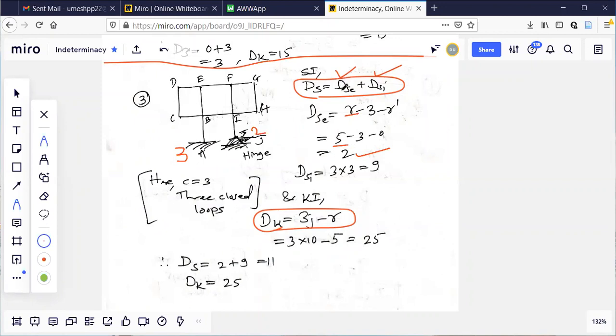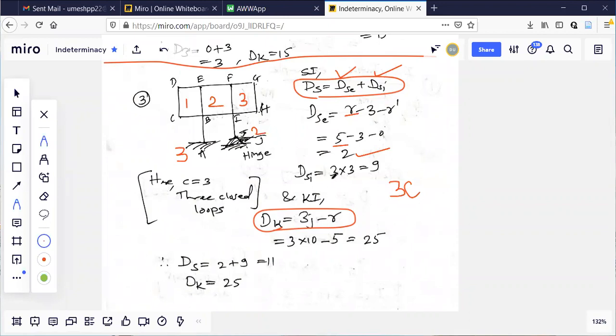So DSE is over. Then DSI, internal. The formula is simply DSI is equal to 3 into C, where C is the number of closed loops. You can see this is one closed loop, the second closed loop is here, and the third is here. BCDE is one closed loop, IBEF is the second closed loop, then HIFG is the third closed loop. So there are 3 closed loops.